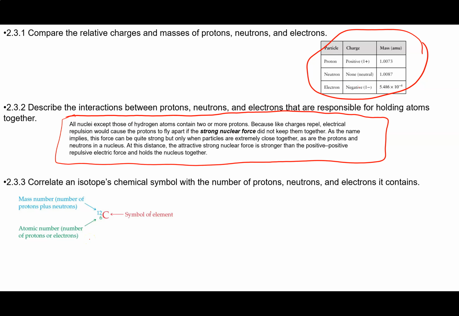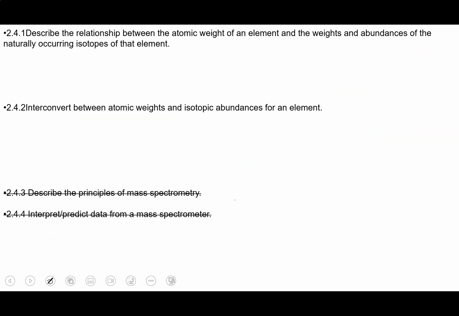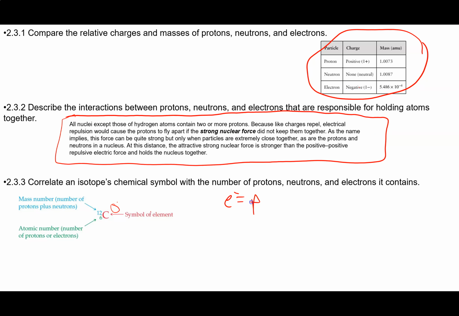Okay, in order to determine how many protons, neutrons, and electrons this thing has, I'm going to take this information, and I'm going to assume, since there is no charge, that my electrons must equal my protons, and that my protons plus neutrons is the mass number. So my mass number minus my atomic number will equal my neutrons. Mass number minus atomic number equals how many neutrons I have.